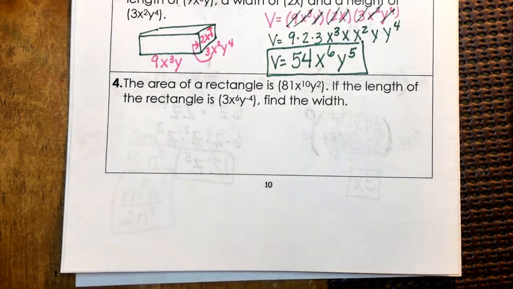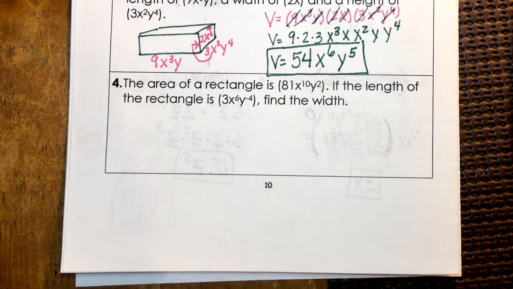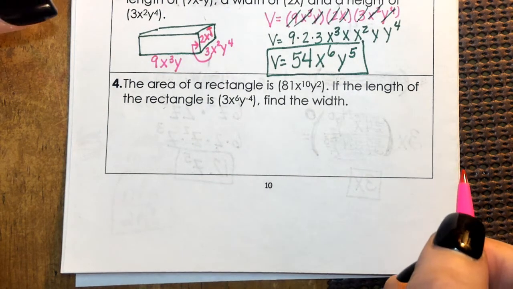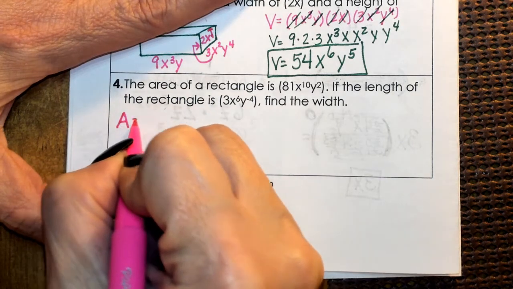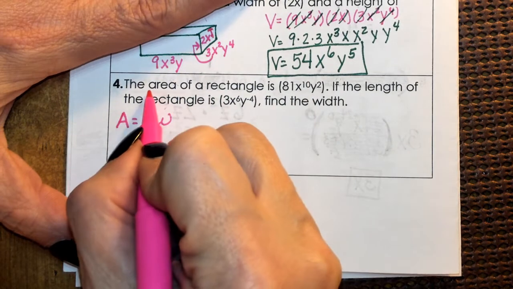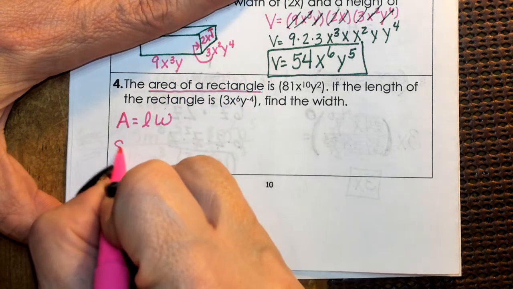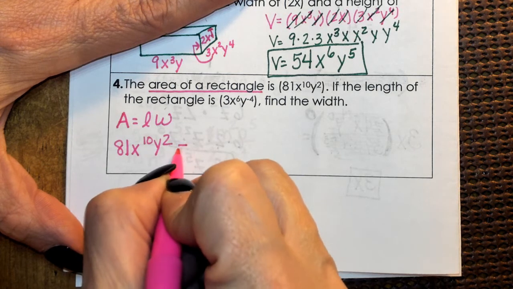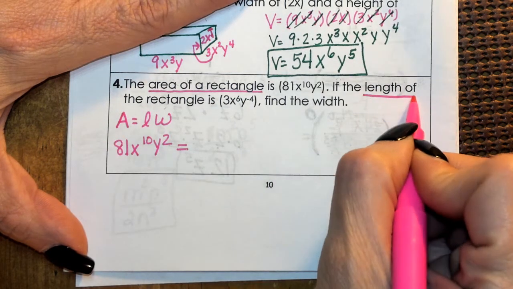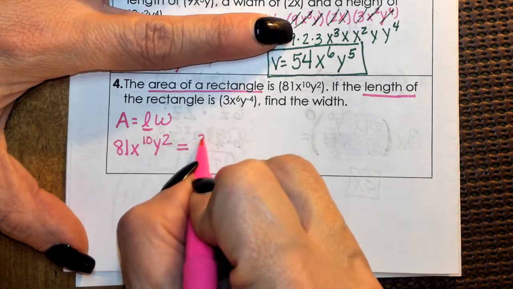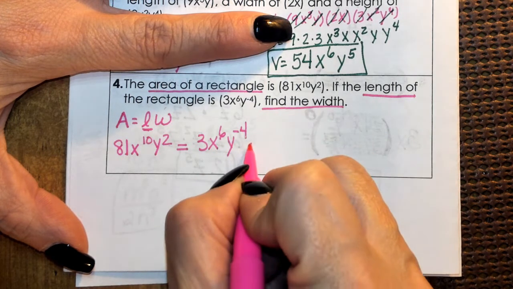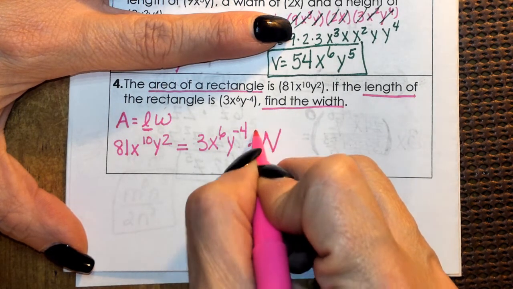Okay, the area of a rectangle is 81x to the 10th y squared. If the length of the rectangle is 3x to the 6th y to the negative 4th, find the width. Oh, I love this one. I'm actually not going to draw a picture on this one because it gives me: area is length times width. The area of the rectangle is 81x to the 10th y squared equals the length, which is 3x to the 6th y to the negative 4th. Find the width. I'm going to put a big old W right there.